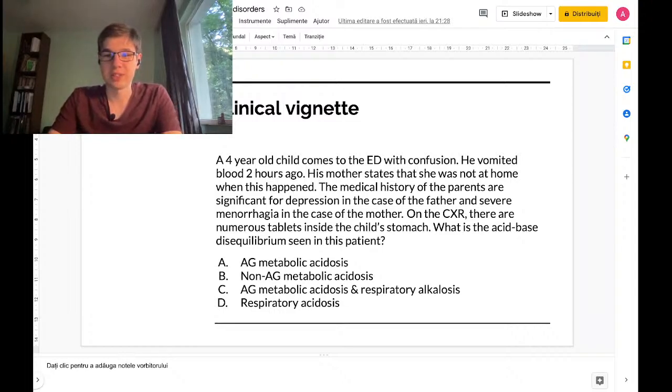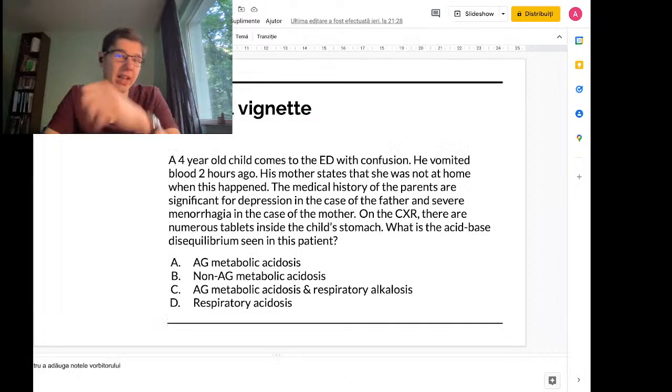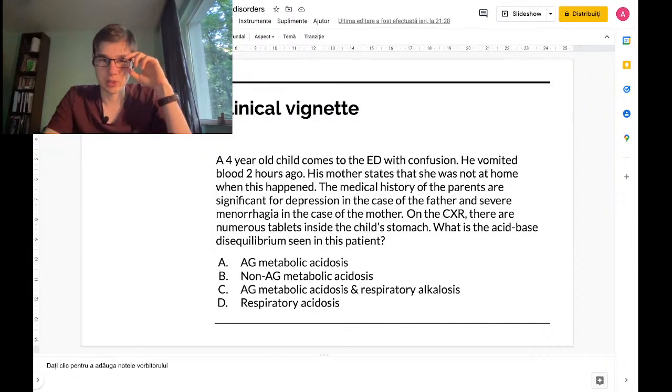Okay, Parf is on the right path. Indeed, there are iron tablets. So how can we get this gist? Indeed, the answer is an anion gap metabolic acidosis.